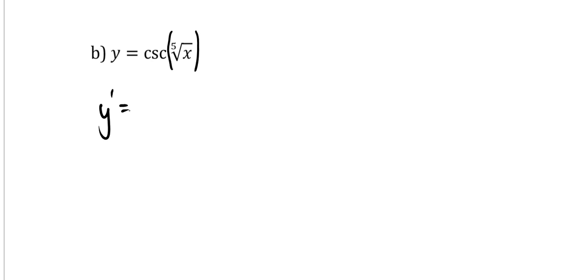So the derivative of cosecant is negative cosecant times cotan. So I do that: negative cosecant times cotan. And that's just u. So the angle doesn't change.